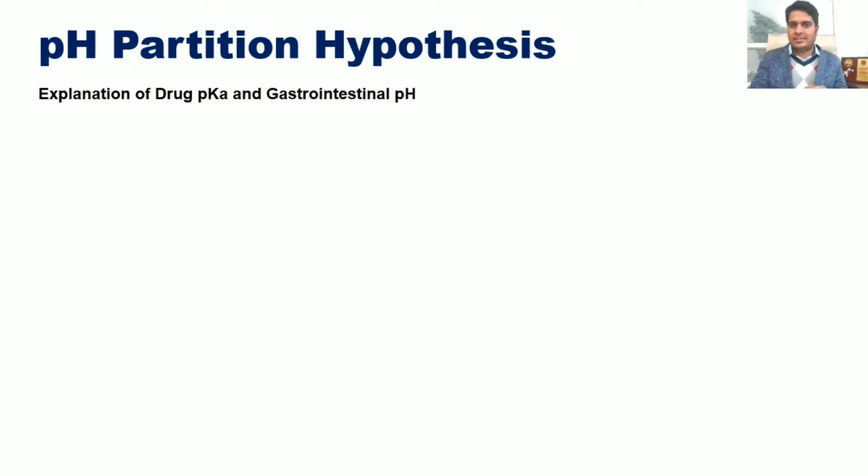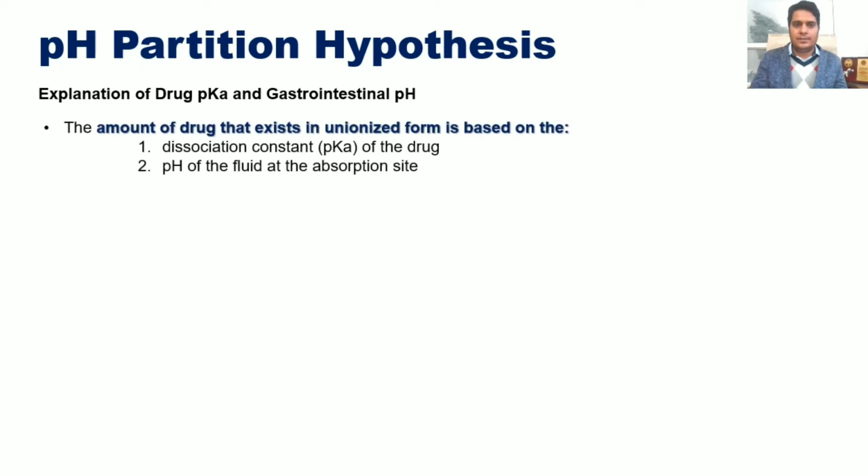In this slide, I'll explain about the drug pKa and gastrointestinal pH and the relation of the absorption of the drug with the pKa value and gastrointestinal pH. The amount of the drug that exists in unionized form is based on the dissociation constant of the drug and pH of the fluid at the absorption site. So these are the two factors that affect the absorption of the unionized form of the drug. So the pKa value will be affected by the pH at the absorption site.